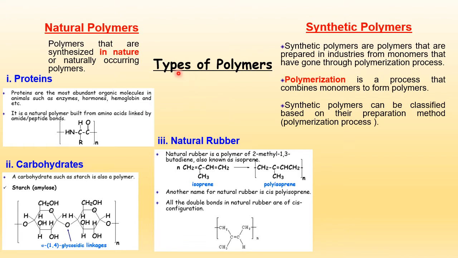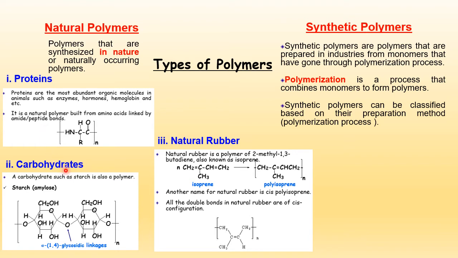Next are the types of polymers. There are two types. One is natural polymers. Another one is synthetic polymers. Natural polymers are the polymers that are synthesized in nature or occur naturally. So for example, protein. Okay, this one is the most abundant organic molecule in animals such as enzyme, hormone, hemoglobin, and etc. And then the monomer to build up the protein is amino acid, which is linked by peptide bond.